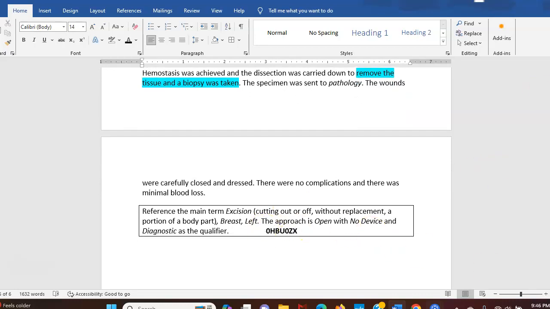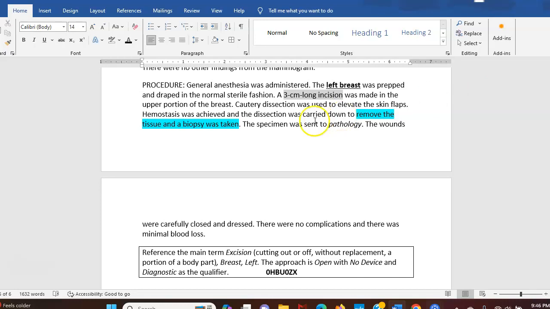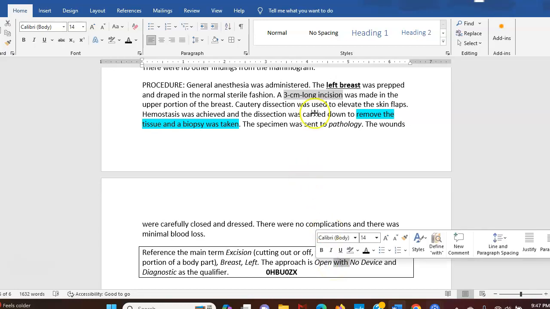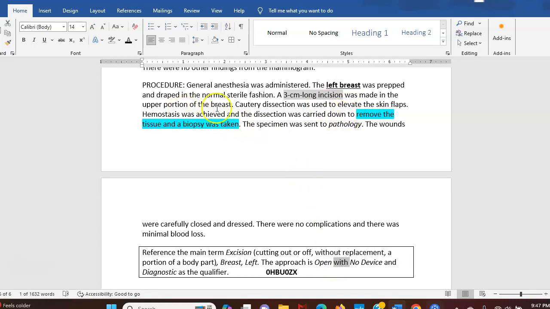Okay, so for this one, we're going to look at the word excision for the biopsy of the tissue that was taken, cutting out or off without replacement a portion of a body part. The body section is going to be the breast, and then you've got left. The approach is going to be open because of the incision, and then no device, and diagnostic is going to be the qualifier.